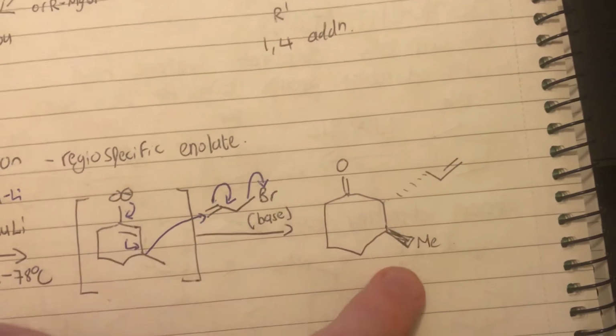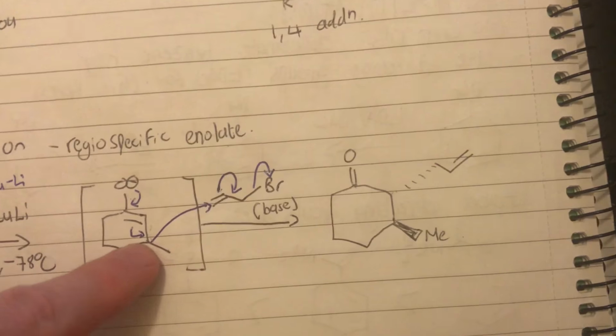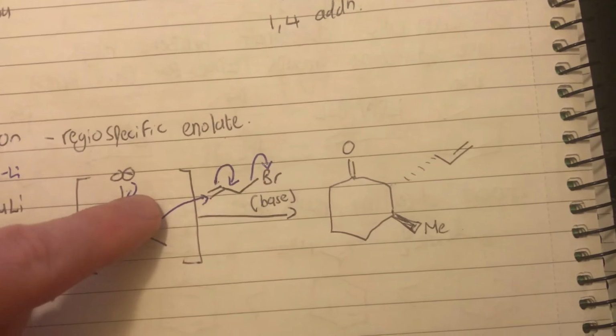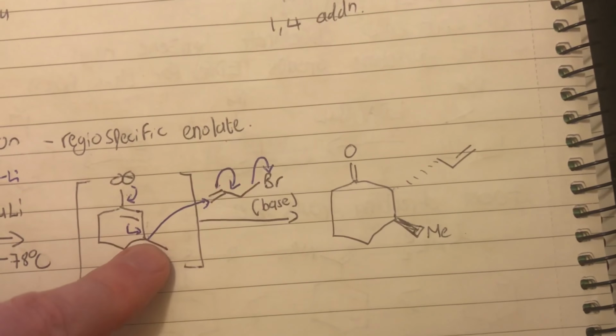And then the stereochemistry is important to remember as well. Obviously, a larger group will prefer to be on the opposite side to another larger group, in inverted commas, of methyl.